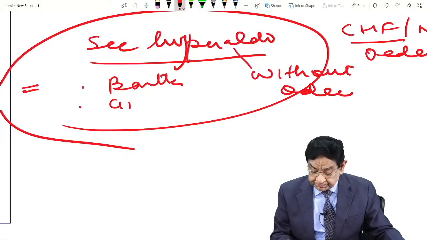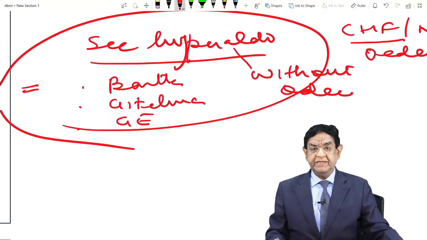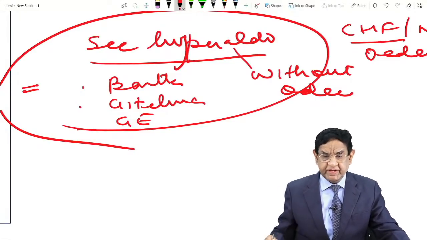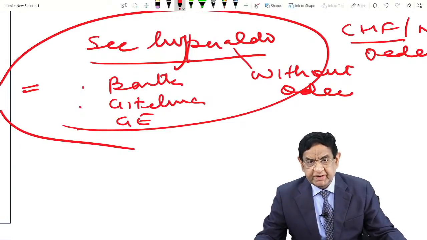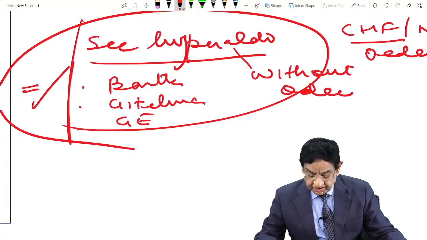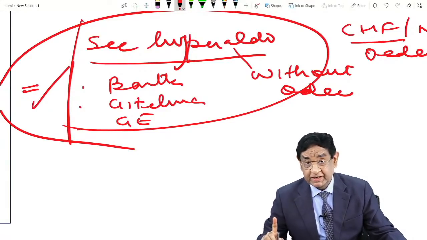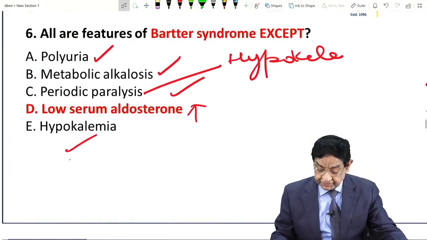Gitelman syndrome and gastroenteritis. G stands for gastroenteritis, maybe diarrhea, maybe vomiting. So these are the 3 conditions where we have secondary hyperaldosteronism without edema of feet, a gold medal question. This is not known to 99% of students; they are not aware of this point. So we got an answer.